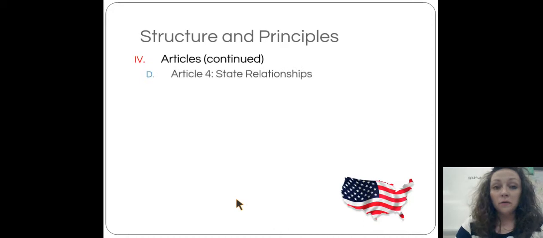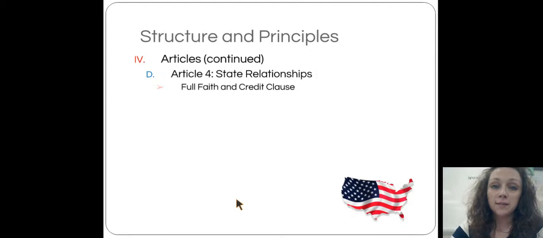All right, moving on then to Article 4. Article 4 sets up the relationship between the states. This also talks a little bit about federalism. Article 4 first talks about the full faith and credit clause. And I'm just going to give you a brief definition for this. The full faith and credit clause requires each state to honor the acts, laws, and judicial proceedings of every other state. Okay? Instead of putting laws, why don't you put records? The acts, records, and judicial proceedings of every other state.